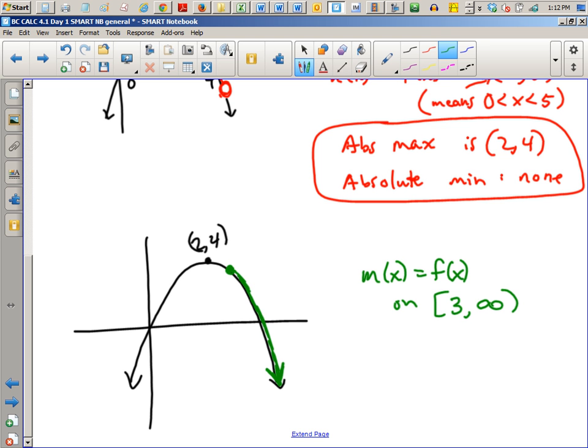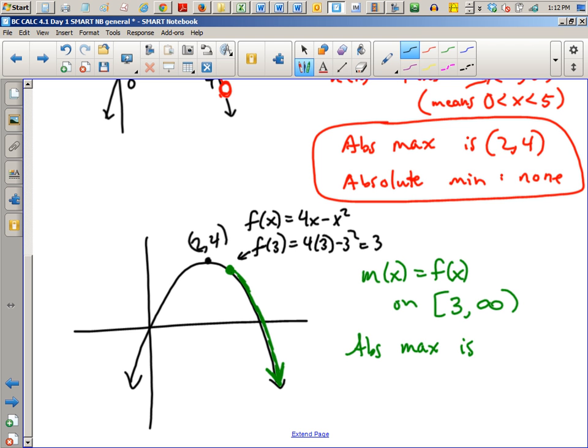And then it goes on forever. Okay, so what is my absolute max? Well, we might need to find the coordinates of this point, right? If f of x is 4x minus x squared, and we are at 3, then this is going to give me 4 times 3 minus 3 squared. In other words, it's 3. So this is the point 3, 3, right? And it is the highest point around on the green graph.